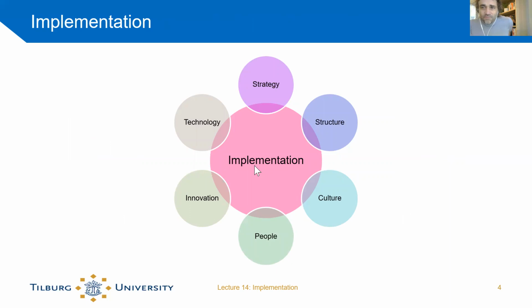So implementation actually touches upon many aspects of an organization. Implementation of technology and innovation is not simply saying, well, we're going to do this in an organization, but you have to take into account the structure, the culture, the people, the innovation itself, the strategy, and the technology. So in order to implement something in an organization, basically all the aspects that we have covered in the lectures, you need to have a good overview of what these factors are and how they interact in order to be able to implement a new idea into an organization.